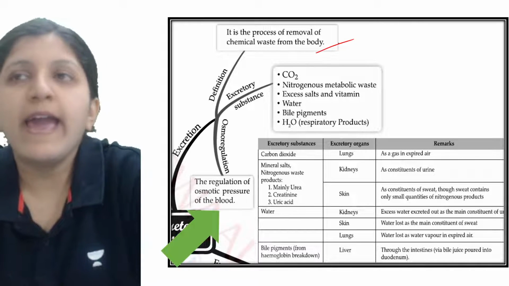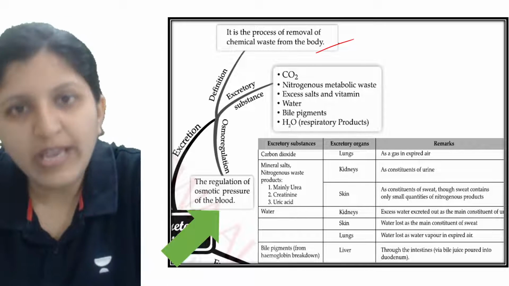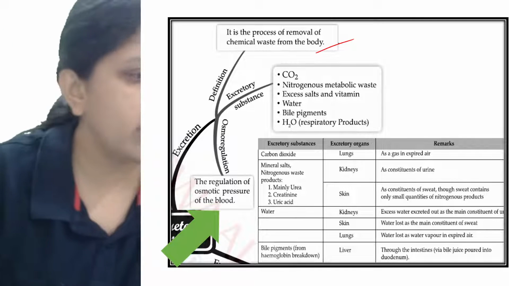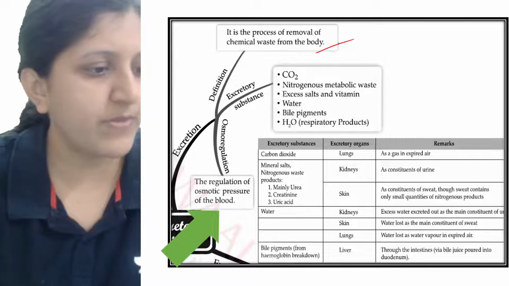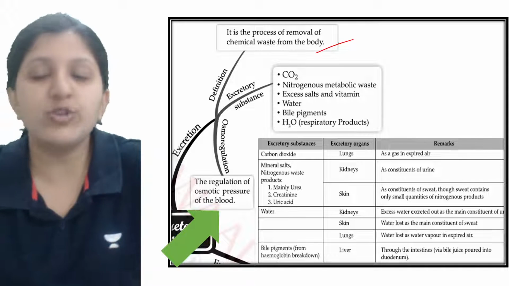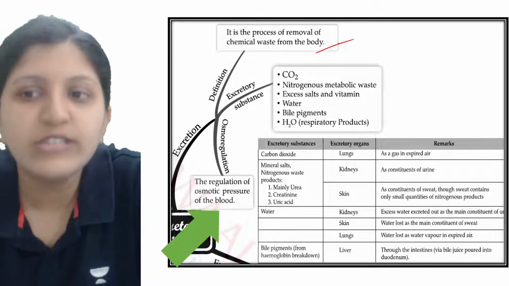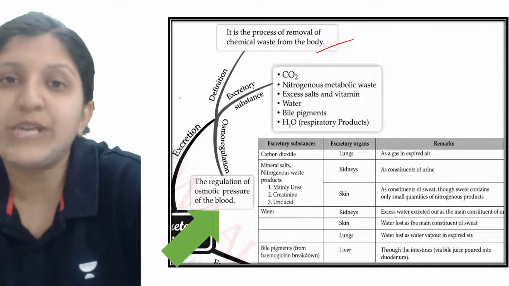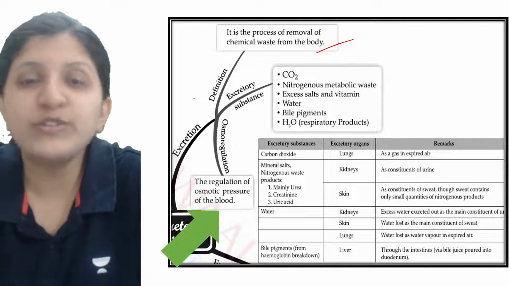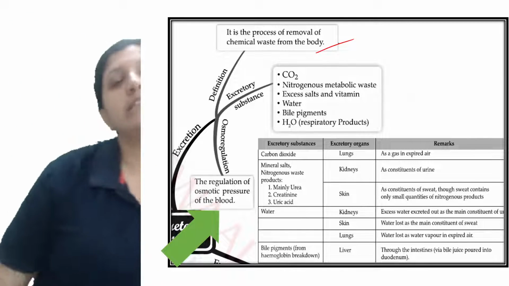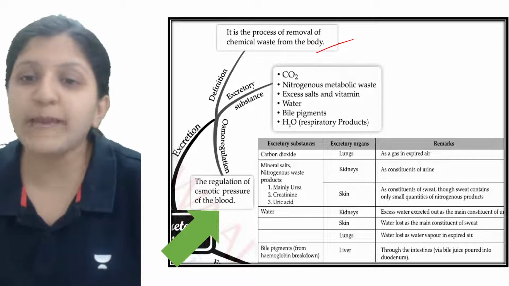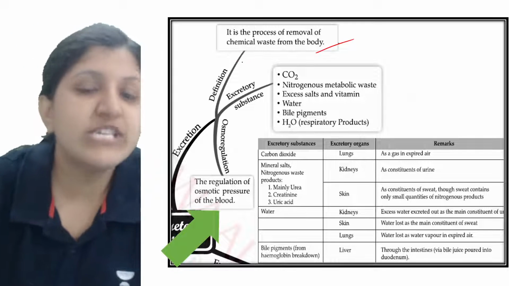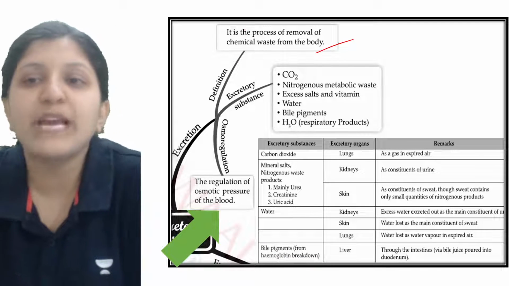Urea, yes, and other than that there is ammonia as well. And also there is uric acid. These three are the nitrogenous wastes which are produced, and we need to get rid of them. If they are stored in the body, it can cause tissue damage, and that's the reason we need to get rid of them, and that is done by the excretory system present in our body. That is the one which helps in removal of these chemical wastes from the body.